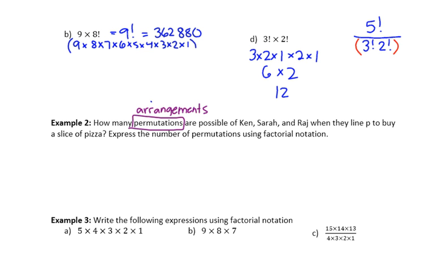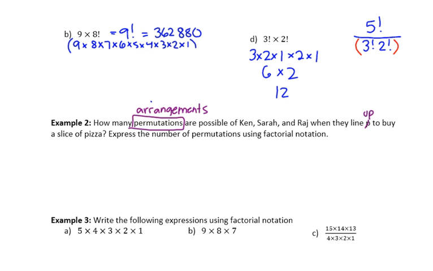Okay, how many permutations are possible? I think that's supposed to say if Ken, Sarah, and Raj. Oh, of. No, that's right. I can't read. Of Ken, Sarah, and Raj when they line up to buy a slice of pizza.